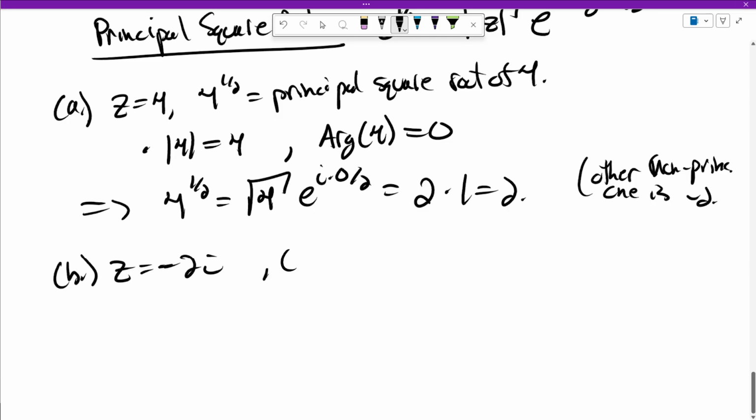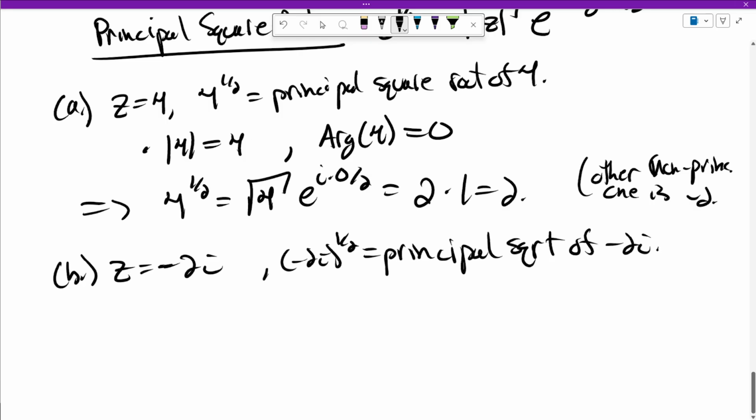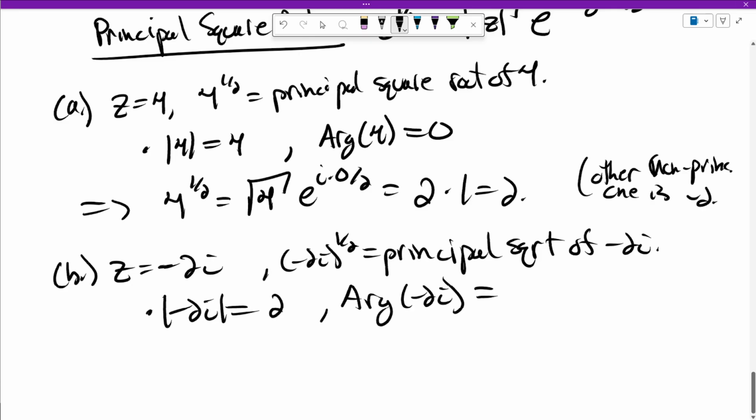And again, here, negative 2i to the 1/2 is the principal square root of negative 2i. And so we need to compute its modulus. The modulus is 2. And we need to compute the principal argument of negative 2i. Negative 2i points directly down, so it's negative pi over 2. It's not 3 pi halves, it's negative pi over 2 for the principal argument. And that will affect your answer. So make sure to review that if you need to.